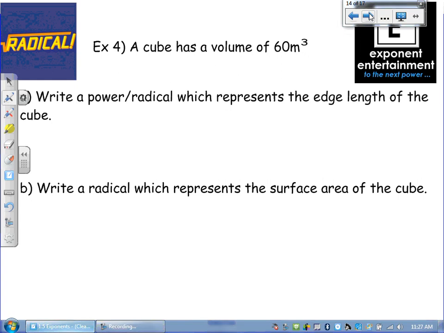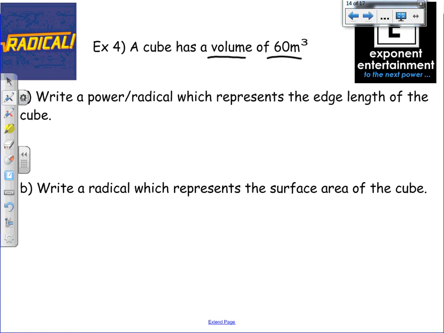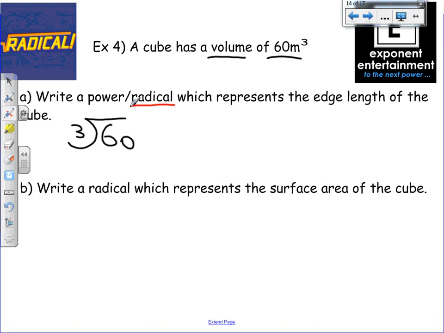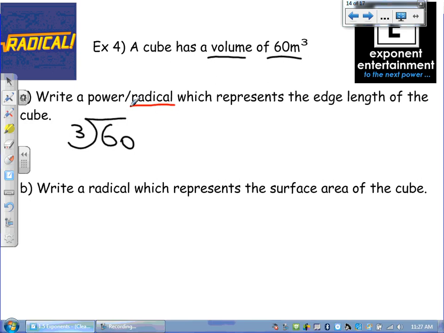How do we find the side length from the volume of a cube? Take the volume, cube root it. That fulfills this part of the question. Now you have to write it as a power. How do we write it as a power? Now we're converting it the other way. We want this to turn into 60 to the power of something.